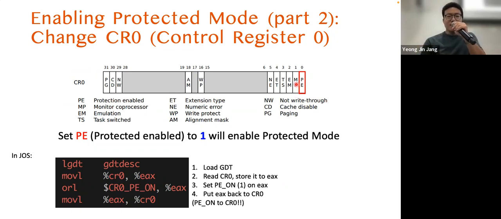For example, for enabling the MP, the monitor coprocessor, we need to use the value 2, because that value is 1 0 in bit pattern. So applying the OR operation to the register will make the second bit up. That's how we can enable the feature. The OR operation itself does not enable the feature because it is applied to the EAX register. After we move that EAX register to the CR0 register, then the protected mode will be enabled.